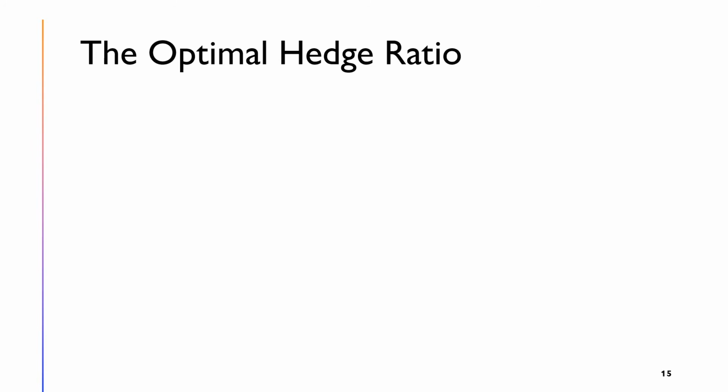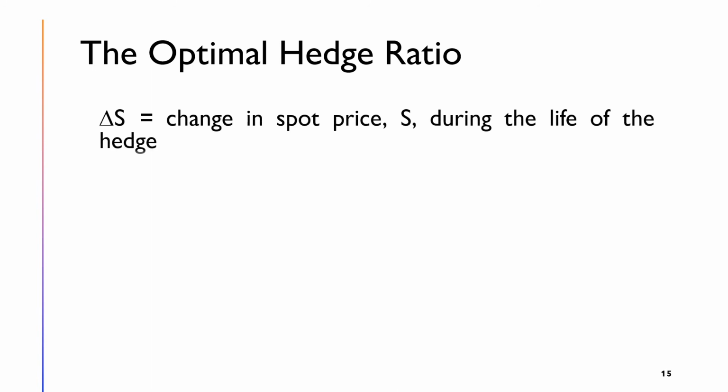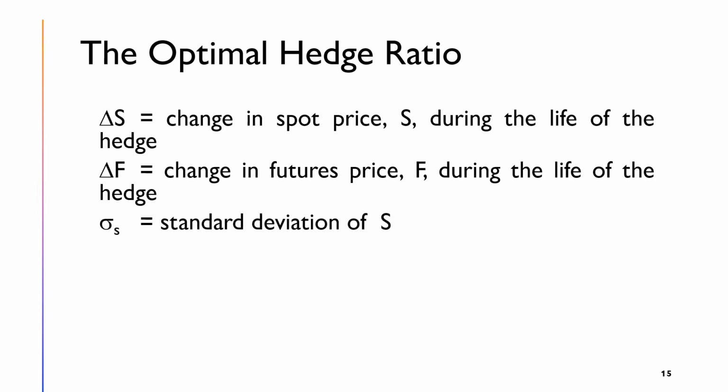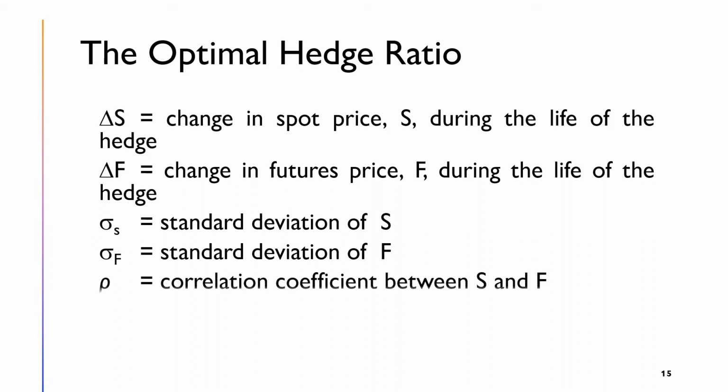In the next few slides, we are going to learn how the optimal hedge ratio is calculated. For a start, let's understand the following symbols. S stands for spot price, F stands for futures price, delta means change, sigma stands for standard deviation or risk. Rho is the correlation between the spot price and futures price. And finally, H stands for hedge ratio.